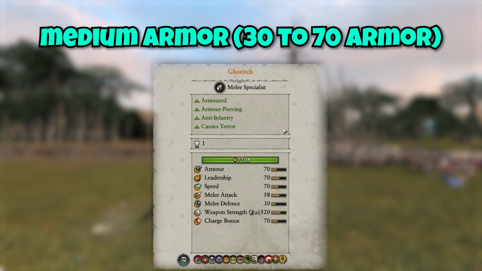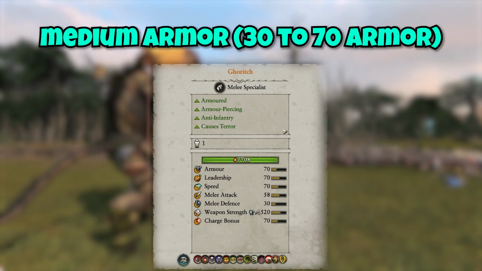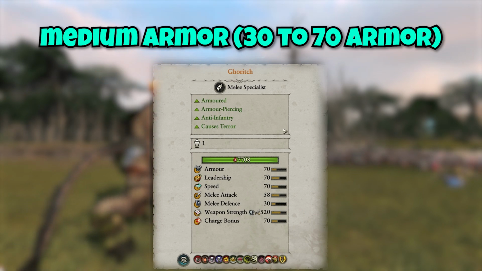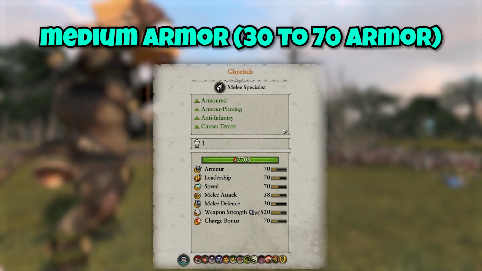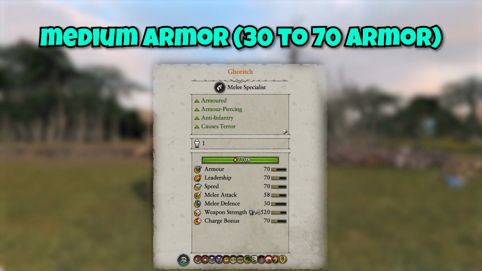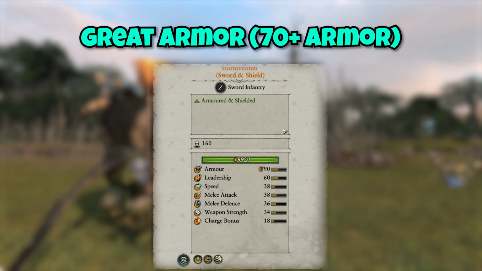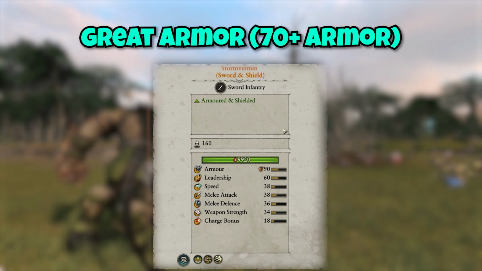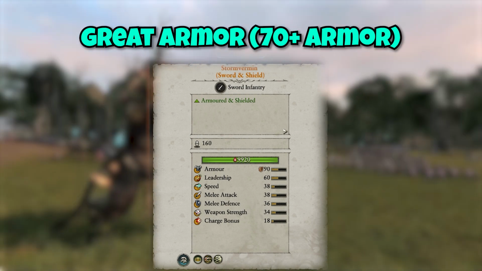Moving on to the good territory of armor, we are between 30 and up to 70 armor. It is now at a point where some real damage can potentially get blocked by the armor. You will usually see this armor value on mid to high tier infantry, mid tier monsters, and cavalry. At 70 plus armor, we're gonna start to give some units near immunity to the non-armor piercing damage, and in general, any unit with 70 plus armor is very good.